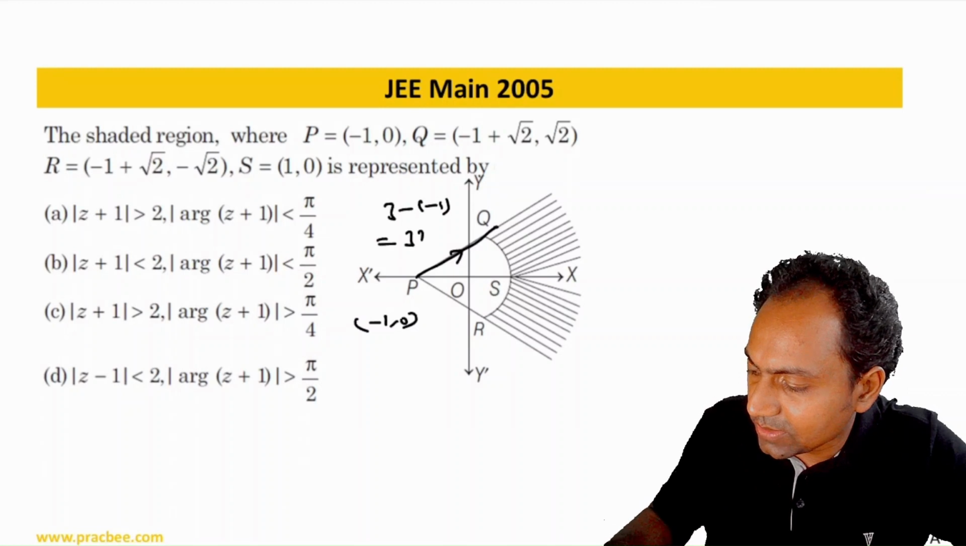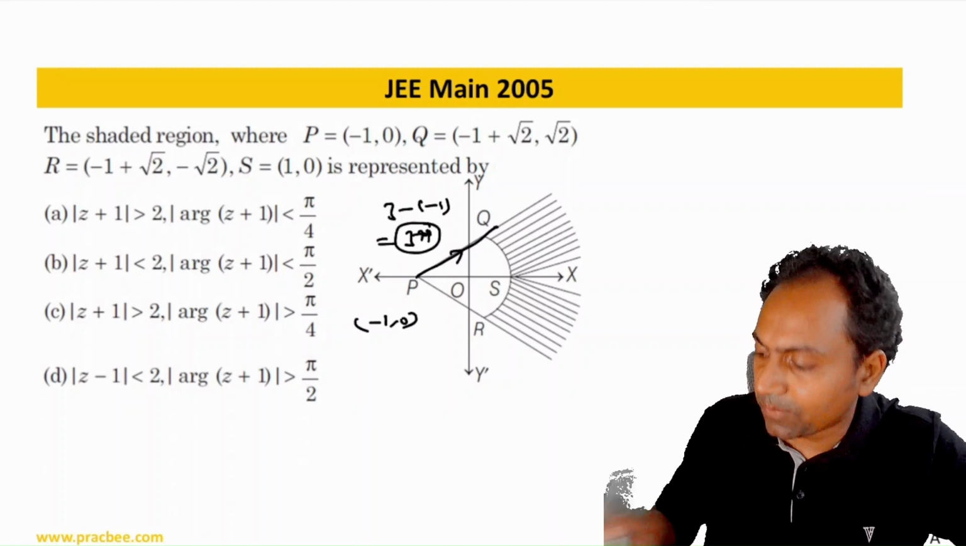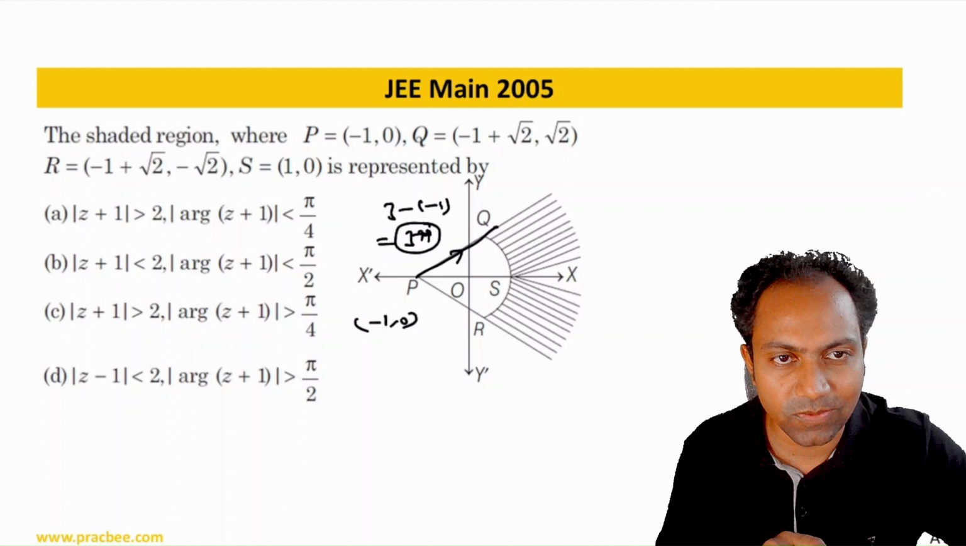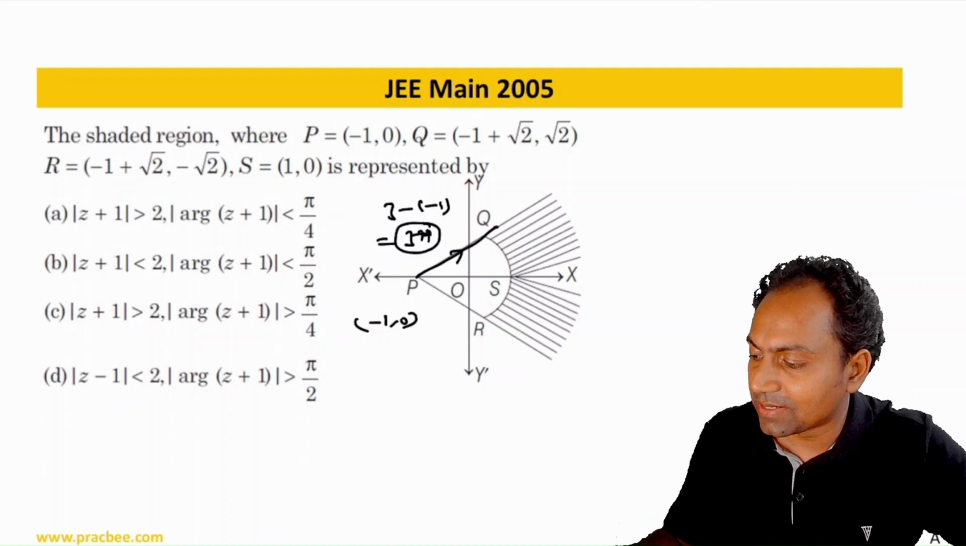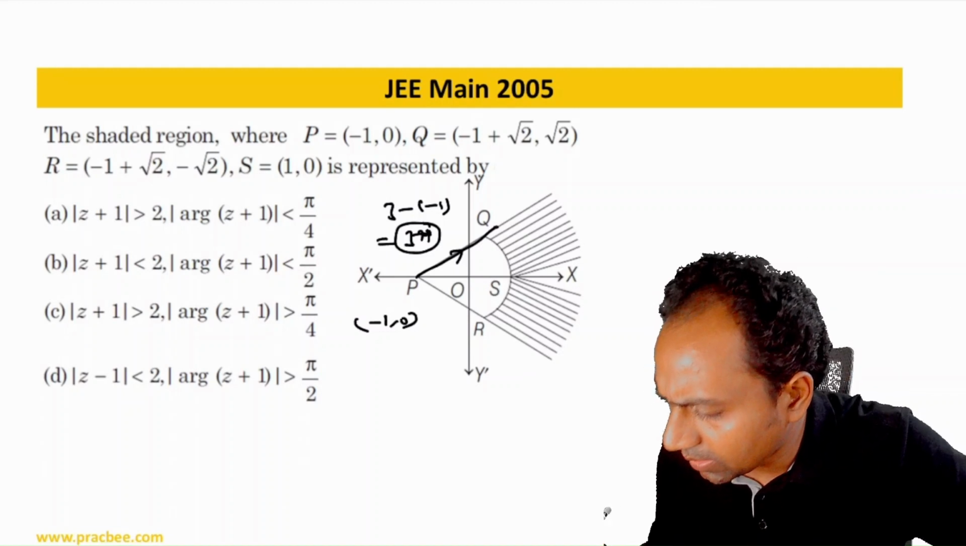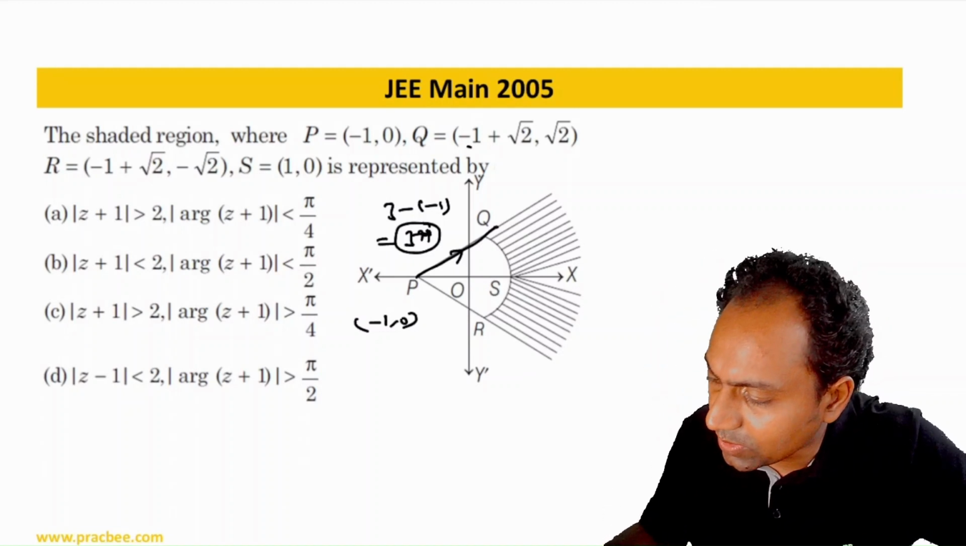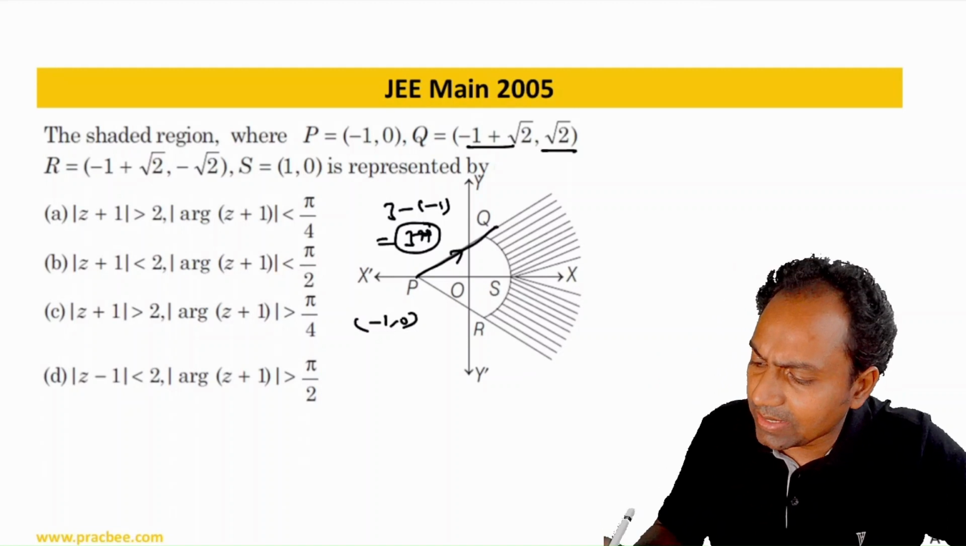So this becomes nothing but z plus 1. So whenever I'm looking into any point, that point is nothing but z plus 1. Now, what they are showing is the region that is at a certain distance from this point. Q they have given us as nothing but minus 1 plus root 2 comma root 2. R they have again given us.